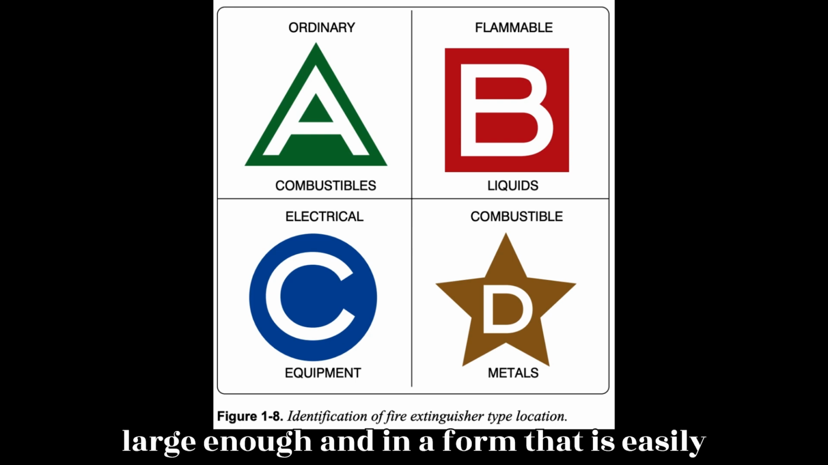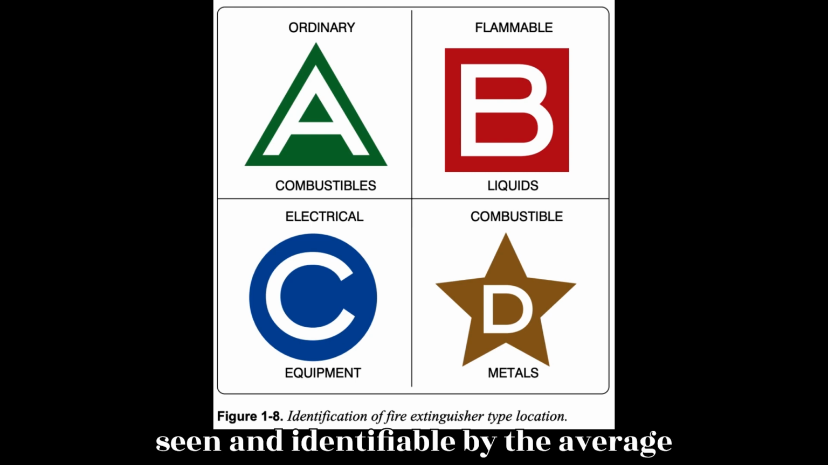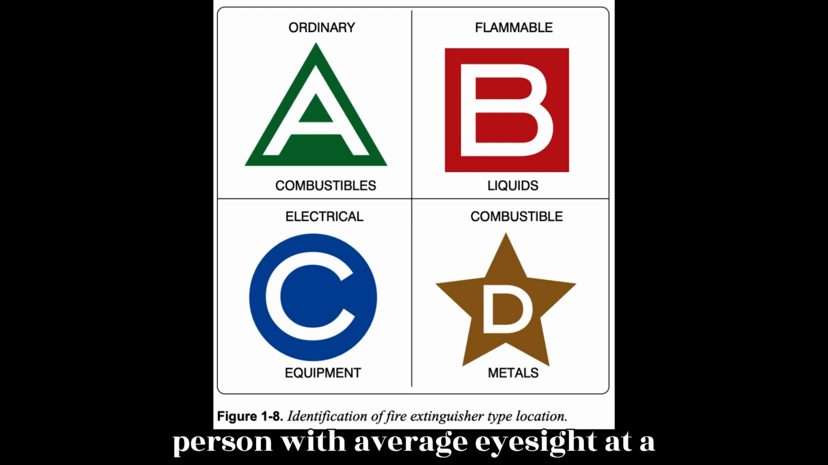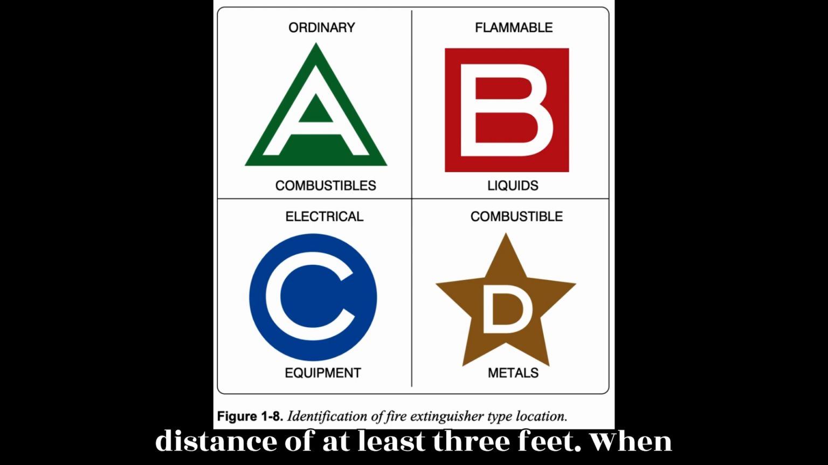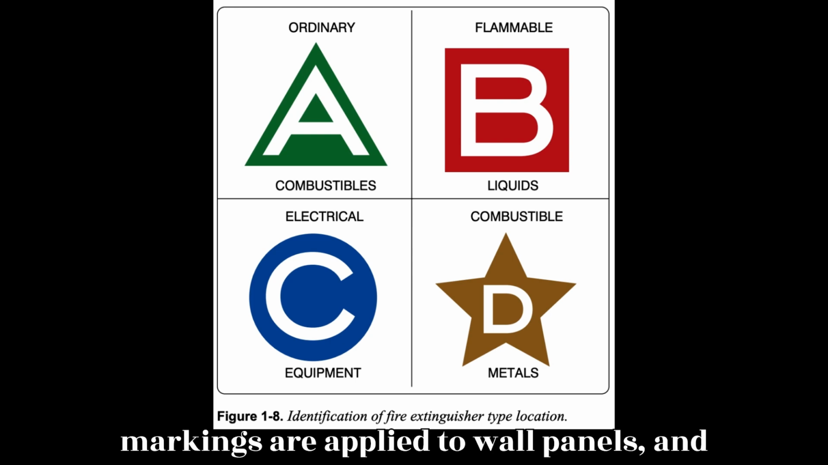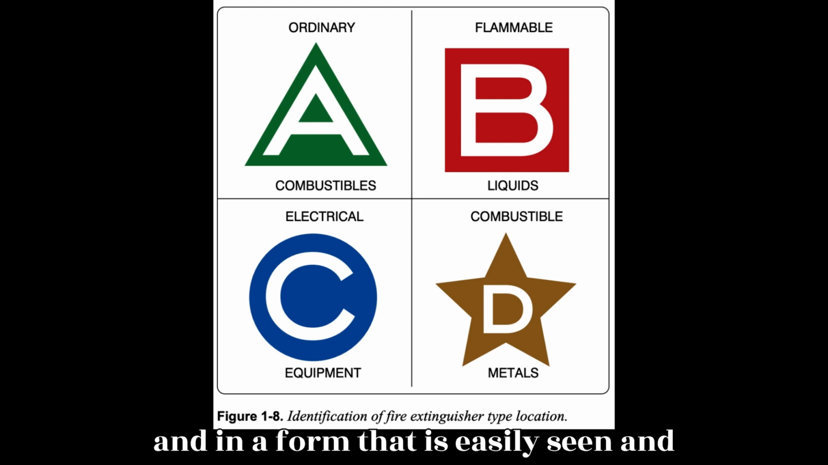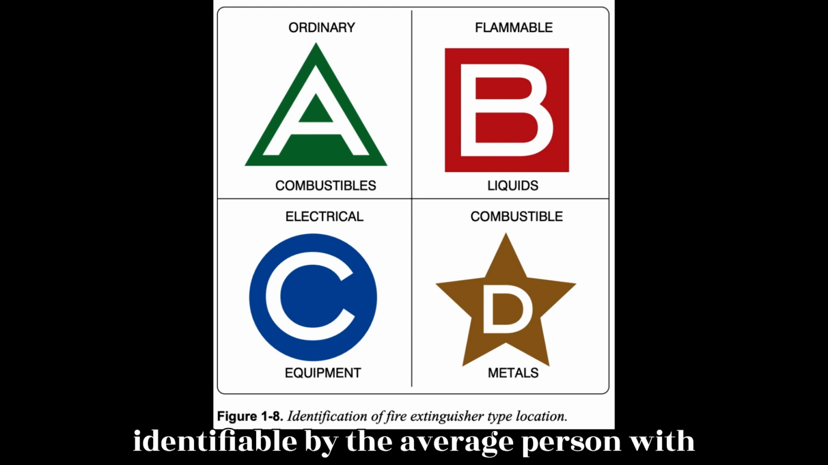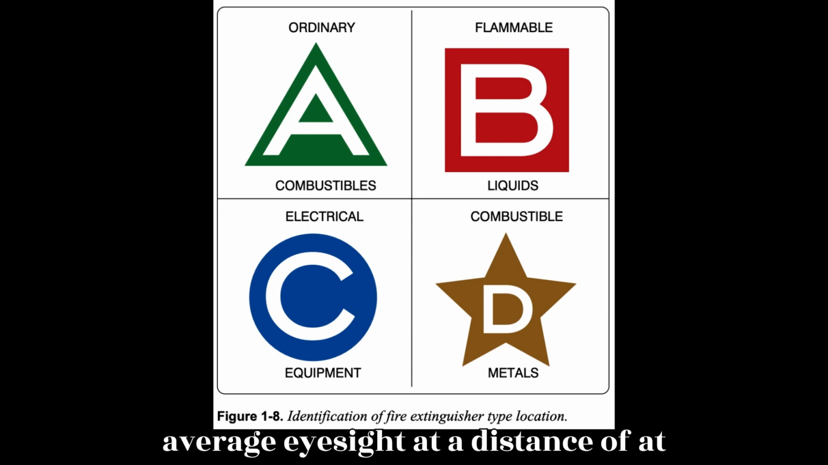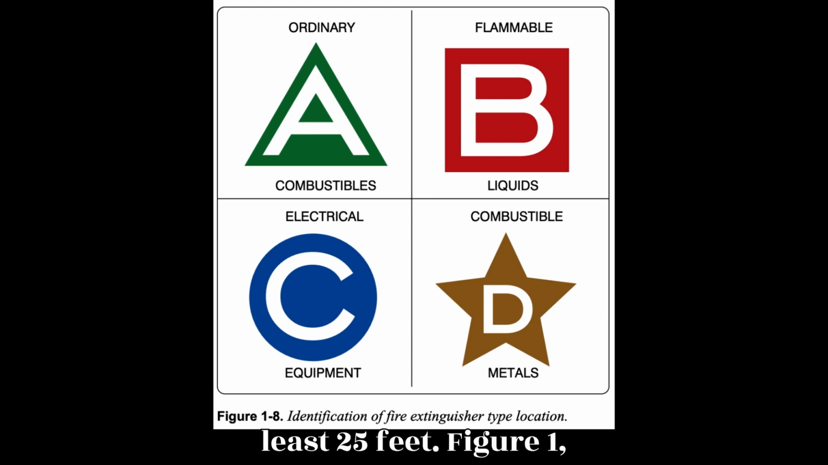Markings must be large enough and in a form that is easily seen and identifiable by the average person with average eyesight at a distance of at least 3 feet. When markings are applied to wall panels, and so forth, in the vicinity of extinguishers, they must be large enough and in a form that is easily seen and identifiable by the average person with average eyesight at a distance of at least 25 feet.